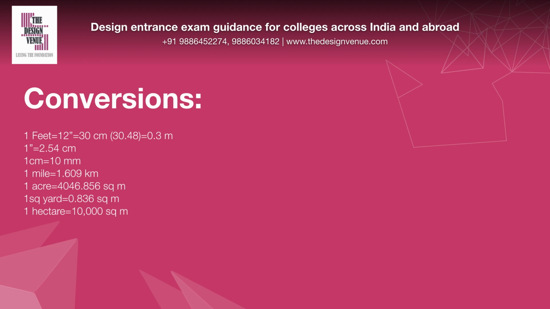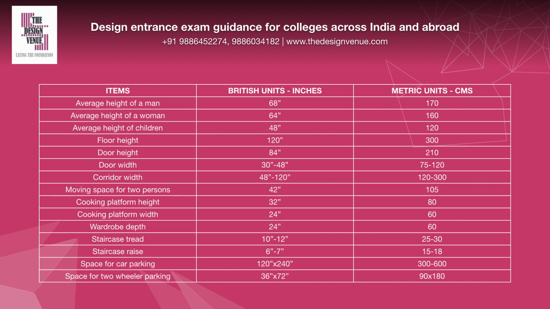Now we'll see the standard measurements of common things around us. So why is this important? Let's say if I were to ask you what is the height of a kitchen platform with respect to the floor height of the room. It's hard to do that without knowing the measurements of both of them. The floor height is about 120 inches and the height of a kitchen platform is about 32 inches. So now you can gauge the scale and proportion between the two.